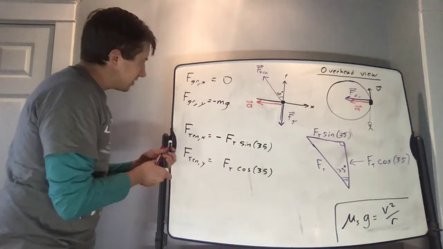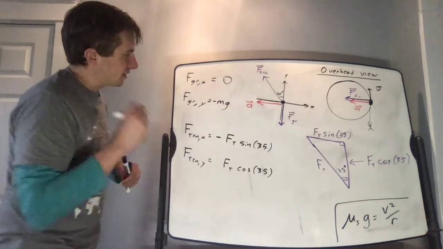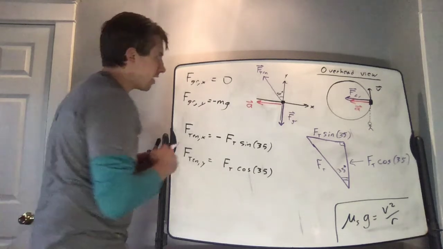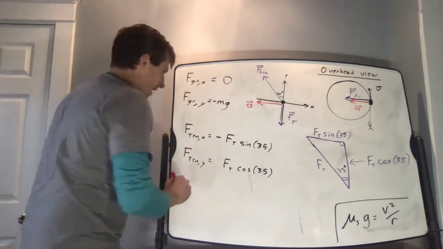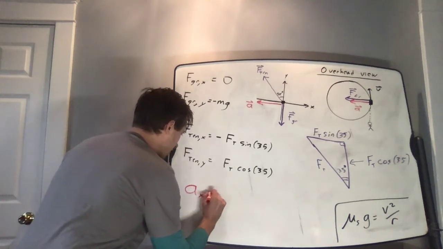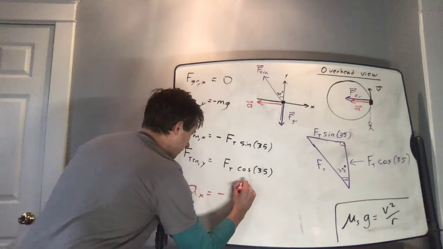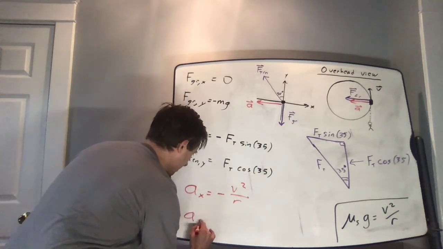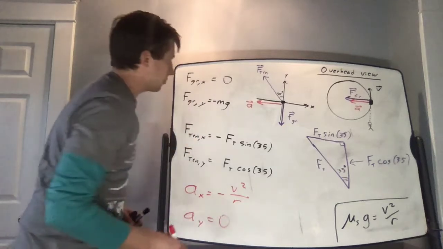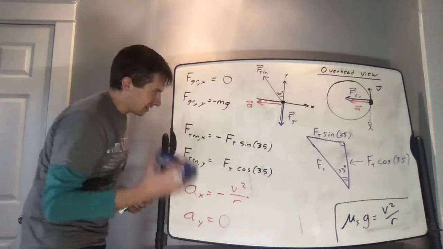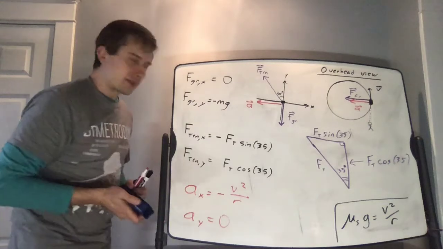And finally, the acceleration of the dice. The acceleration of the dice is exactly the same as the acceleration of the car. In this picture, I could say the acceleration of the dice in the x direction is going to be negative v squared over r, and the acceleration of the dice in the y direction is going to be 0. Here's the acceleration vector entirely pointing in the negative x direction.